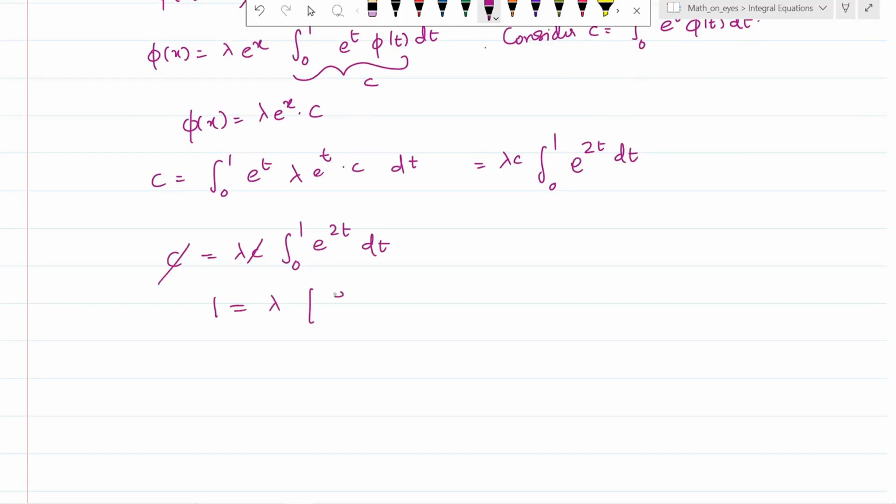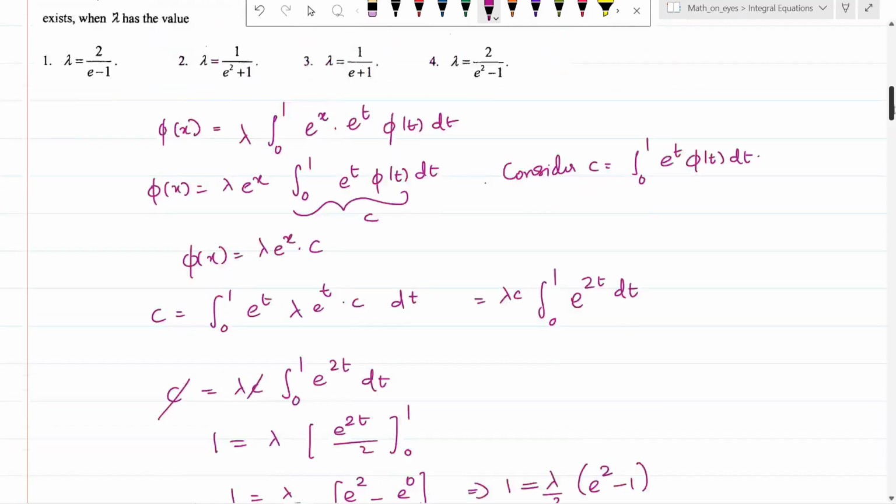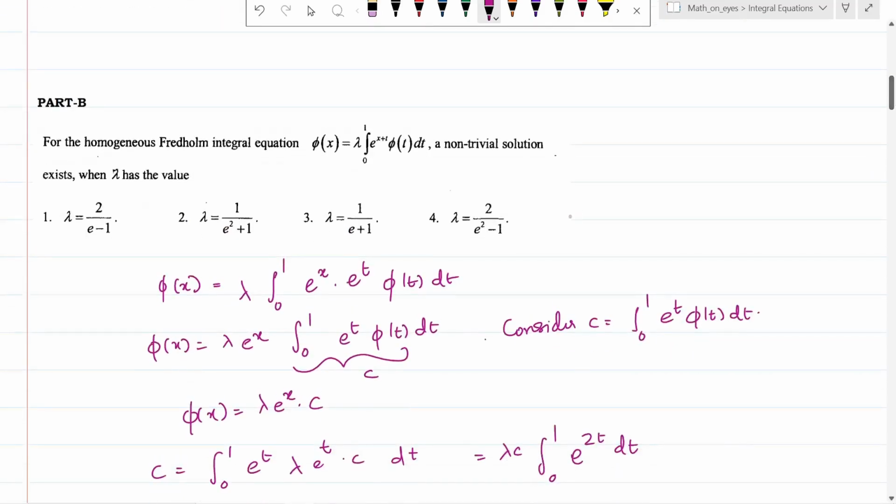Taking integration of e power 2t, we get e power 2t divided by 2. Applying the limits, we get lambda by 2 into e power 2 minus e power 0, which is equal to 1. So we get 1 is equal to lambda by 2 into e power 2 minus 1. We need to find lambda, right? So lambda will be 2 divided by e squared minus 1. Lambda is equal to 2 divided by e power 2 minus 1. Fourth option is the correct answer.